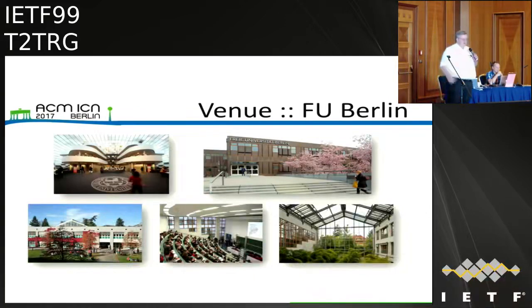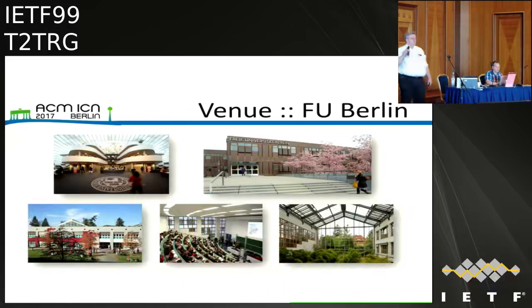Okay, so the reason we have put this on this date is that a lot of people are already meeting for the Riot Summit, which will happen the next days. Riot is an operating system that is quite popular in several communities, including the research communities for IoT, and the ACM ICN will happen after that.